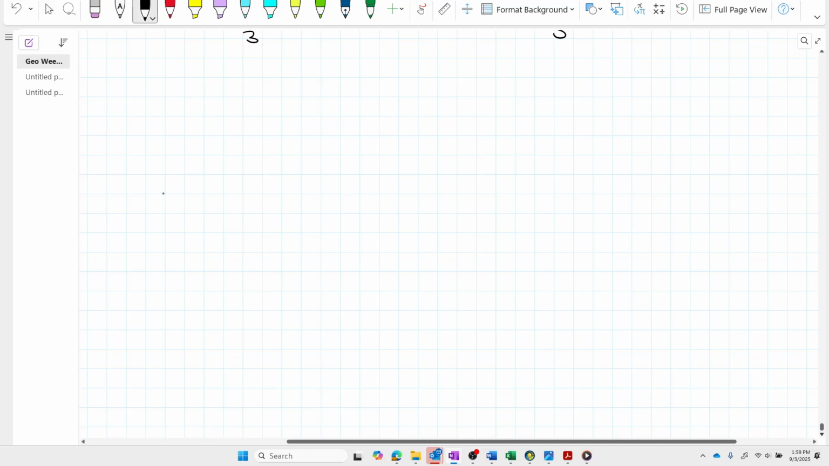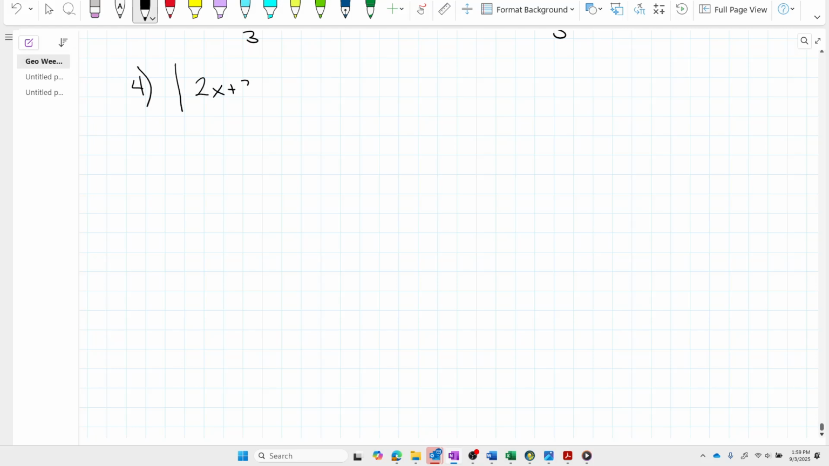All right, problem number 4, 5, 6, and 7. Solve the inequality. Graph the solution. We got the absolute value of 2x plus 3 greater than or equal to 19.